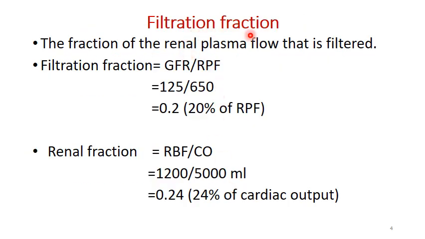Now, what is filtration fraction? The fraction of the renal plasma flow that is filtered is the filtration fraction. Filtration fraction is equal to glomerular filtration rate divided by renal plasma flow. So, it is about 20% of renal plasma flow. Renal fraction is the fraction of the cardiac output that flows through the kidney. So, it is about 24% of cardiac output.